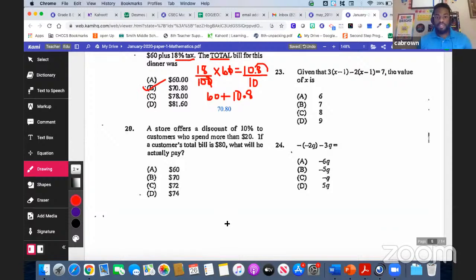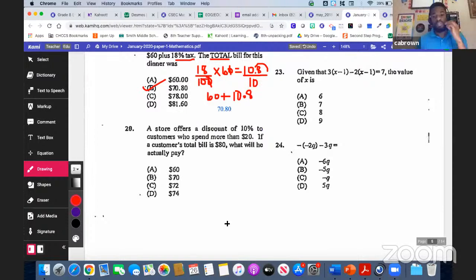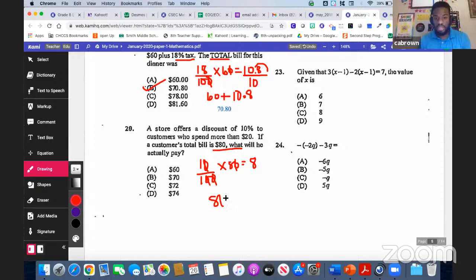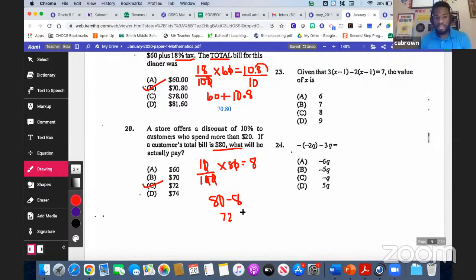Number 20, a store offers a discount of 10% to customers who spend more than $20. If a customer's bill is 80, what will be his actual pay? Obviously 80 is more than 20, so the discount will be applied. So 10 over 100 times 80. This can go, this can go, this can go. So we're left with 8. The 10% is worth 8. So it's going to be 80 minus 8, which is 72. That's C.